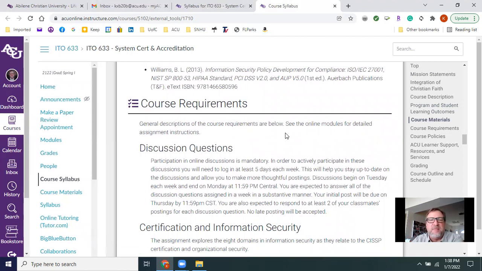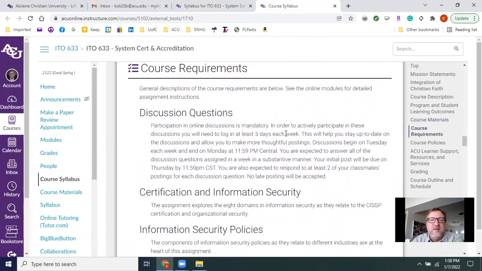The course requirements: we'll go through discussion questions, and participation in the discussion question is vitally important. We ask that you submit your initial post early by Thursday to give time to respond to 2 of your classmates or your colleagues. The sooner you enter your discussion post, it's appreciated by your colleagues, and I appreciate it as well.